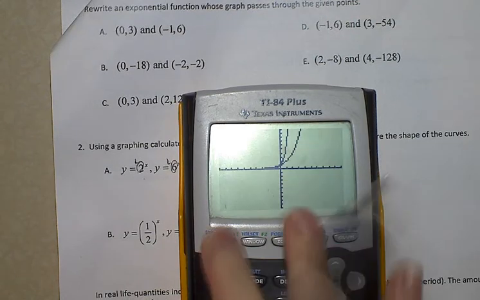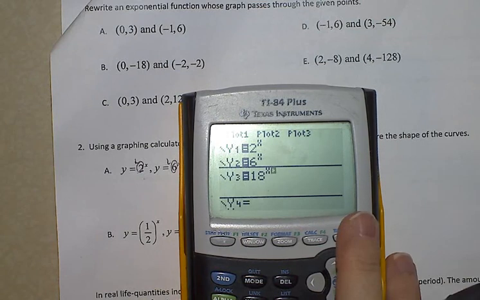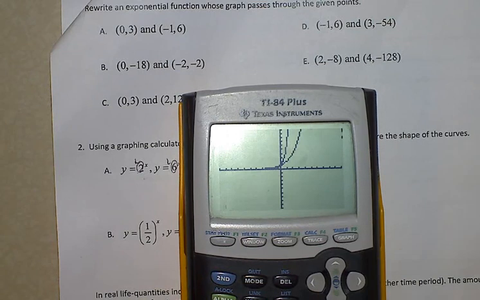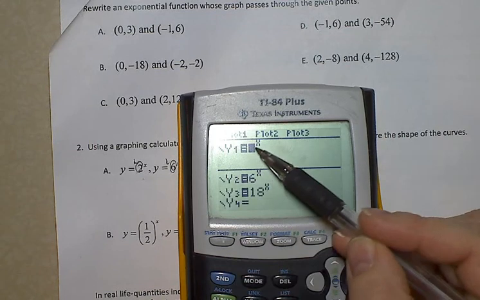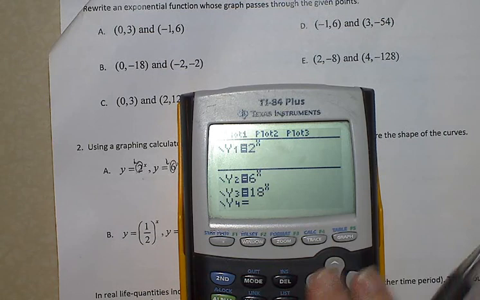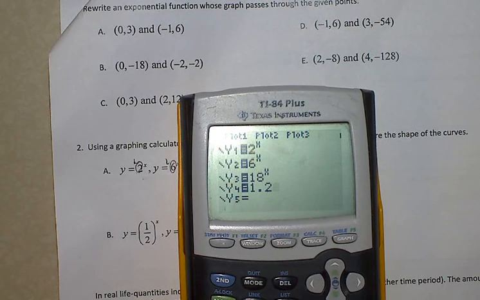Let's do one more. Let's now add in 18 to the x power. And we can see it even goes up faster. So let's make a little assumption. This is a 2, right? We know this number has to be, listen closely, greater than 1 and not equal to 1. What if we did like 1.2 raised to the x? Before I graph that, where do you think this is going to lie on the graph? How will it compare to the other 3? Turn to your partner and say, what do you think is going to happen?